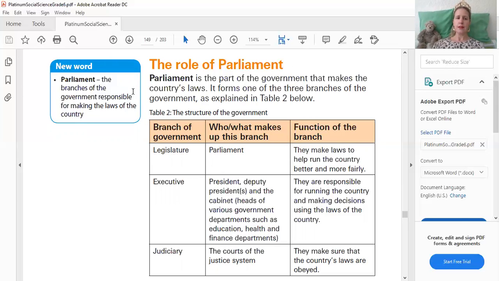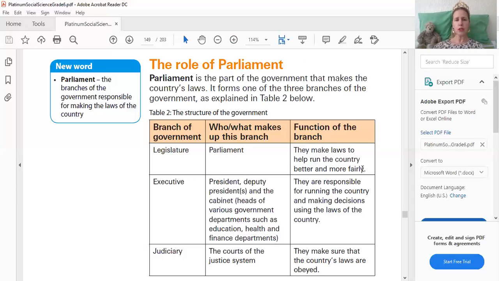Okay. Right, and it says these are the branches of the government responsible for making the laws of the country. Remember, the laws of the country were the Constitution. So who is responsible for making the laws? Parliament. Parliament is the part of the government that makes the country's laws. It forms one of the 3 branches of the government as explained in table 2 below.